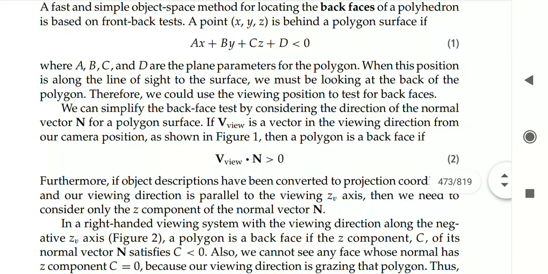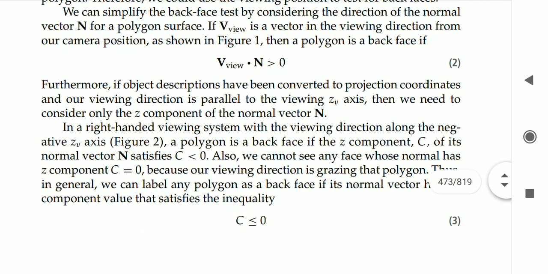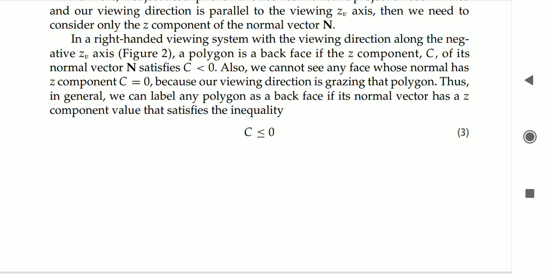C, what is C here? C is Z, correct? Any plane will have three values, x value, y value, z value. But depth means what? Depth is only the z part, correct? We don't talk about x and y when we talk about the depth value. Only z is sufficient. So that is in equation number 3, C is less than 0. Only by telling C, I can identify the depth of any image.